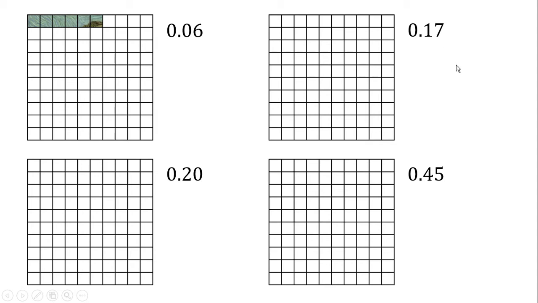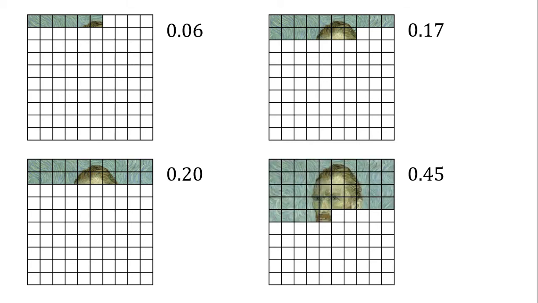0.17. So how many are we going to color in? 17. Something like that. Oh, I see a forehead. In the bottom left, 0.20. So how many are we going to color in? Well, that's 2/10. So we're going to color in 20 of the boxes. And finally on the bottom right, 0.45. So we're going to color in 45 of the boxes. Oh, there it is. That's a self-portrait of Vincent van Gogh.